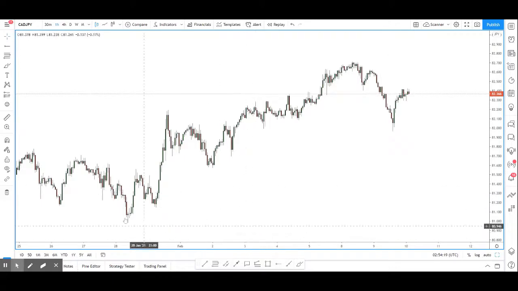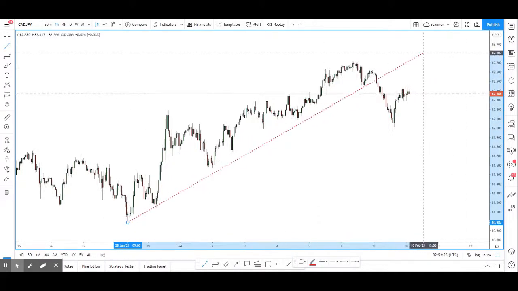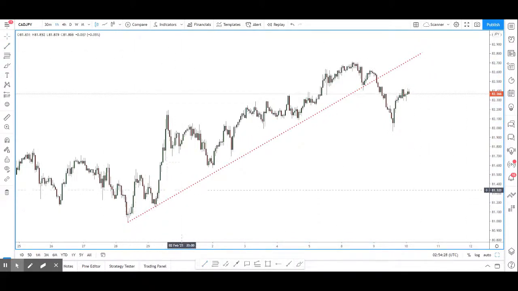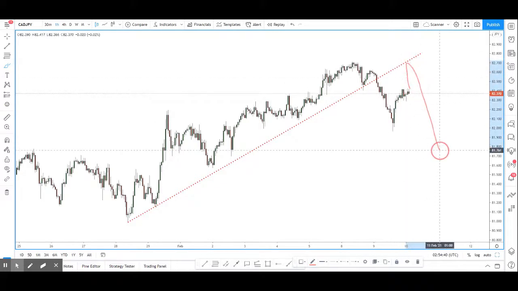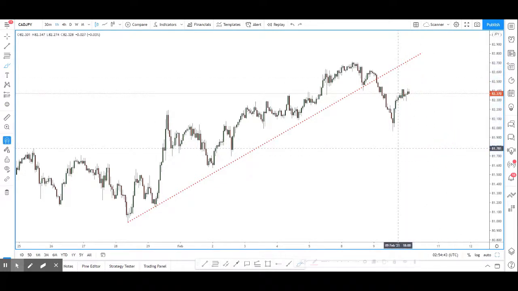If we were to follow this price trend upwards and draw a trend line, we can see very clearly that this trend line that has held the market quite strongly has been broken. So what we can expect price to do, after having broken a trend line, is that price could very well come back and retest it, and then go back down. This could be one scenario.